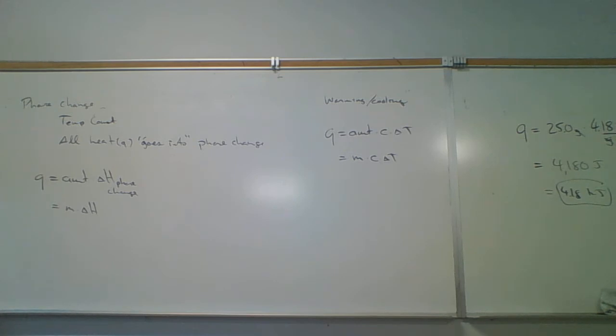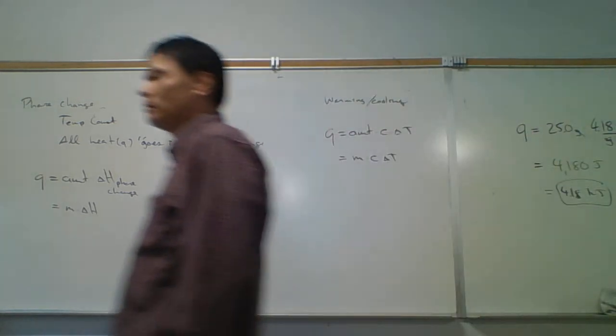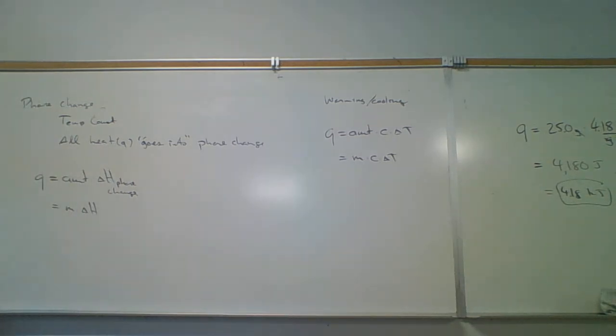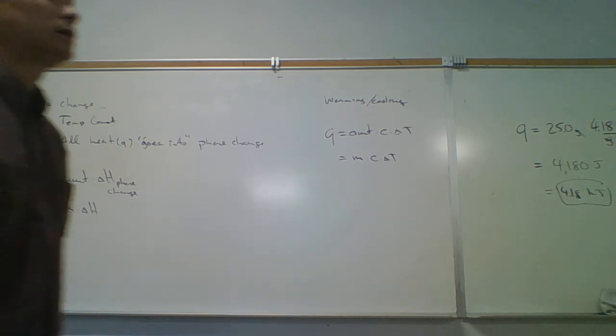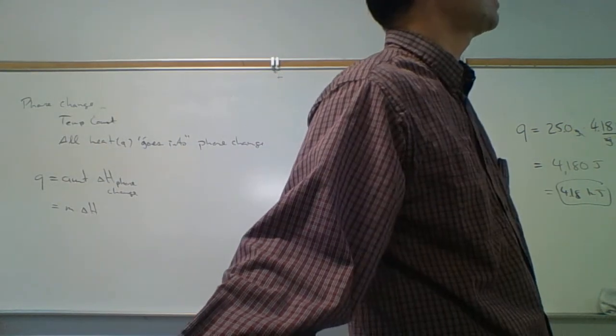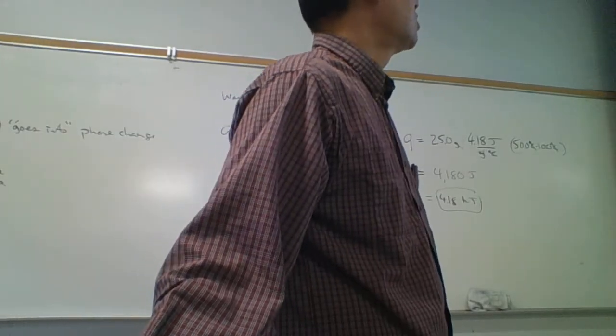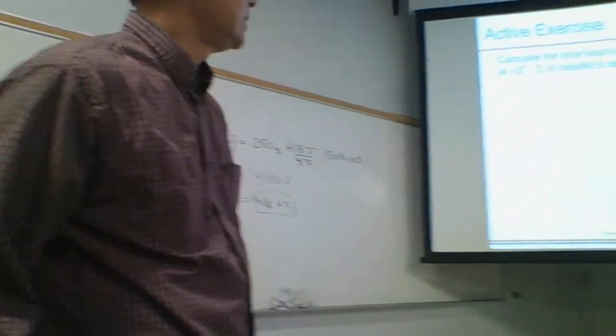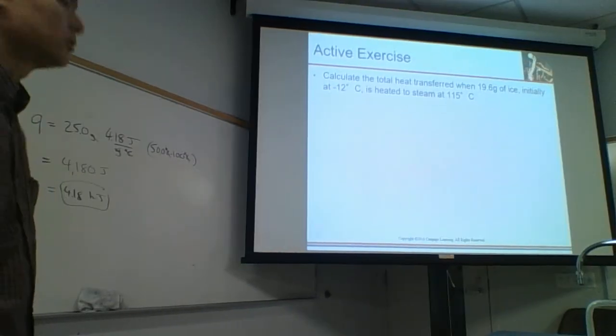Then this is warming up the steam. So we could do a more complicated problem. A more complicated problem we take in sections. So let's do this problem. Calculate the total heat transferred when 19.6 grams of ice initially at minus 12 degrees C is heated to steam at 115 degrees C.